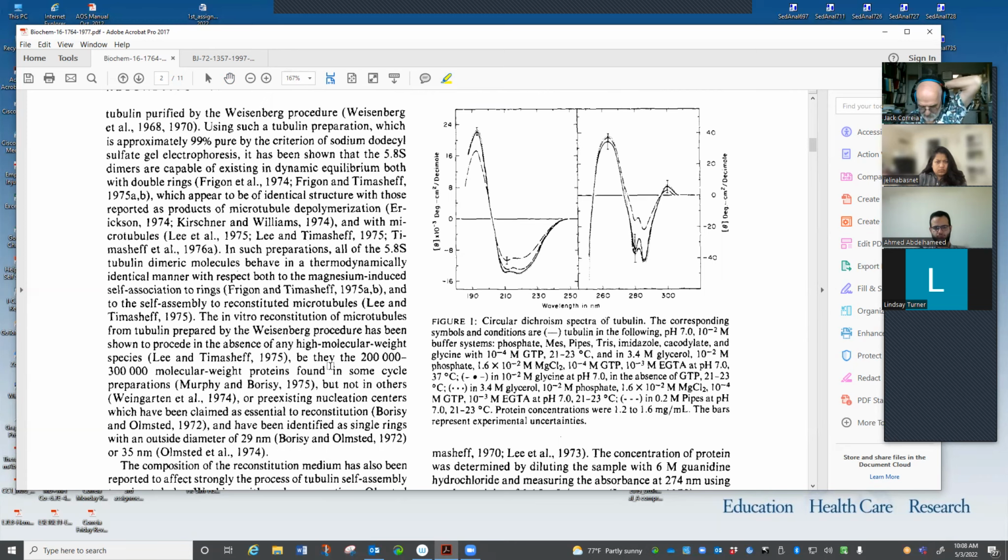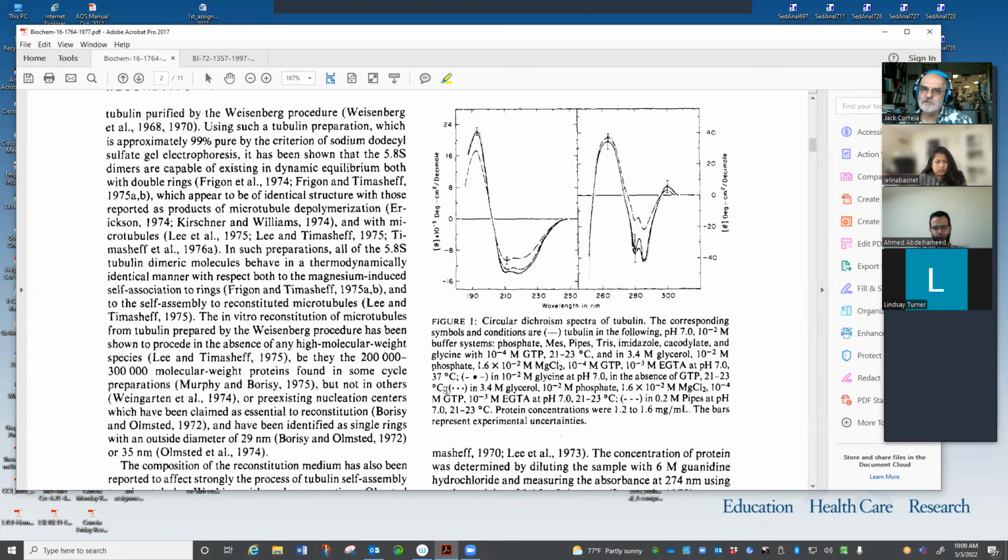I'll highlight some of the things I wanna highlight, and then we'll switch to the paper that my student Bojana Vulevic published in the mid 90s that was an extension of this work, specifically looking at the role of nucleotides and the role of GTP hydrolysis.